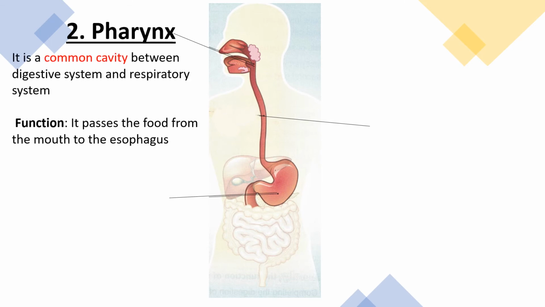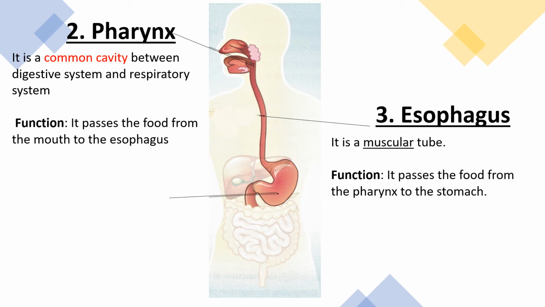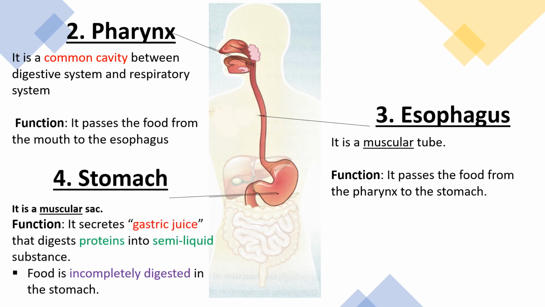Pharynx. It's a common cavity between the digestive system and the respiratory system. It passes the food from the mouth to the esophagus. Esophagus. A muscular tube, which passes the food from the pharynx to the stomach. Stomach. A muscular sac. It secretes gastric juice, which digests proteins into a semi-liquid substance, and the food is incompletely digested in the stomach.